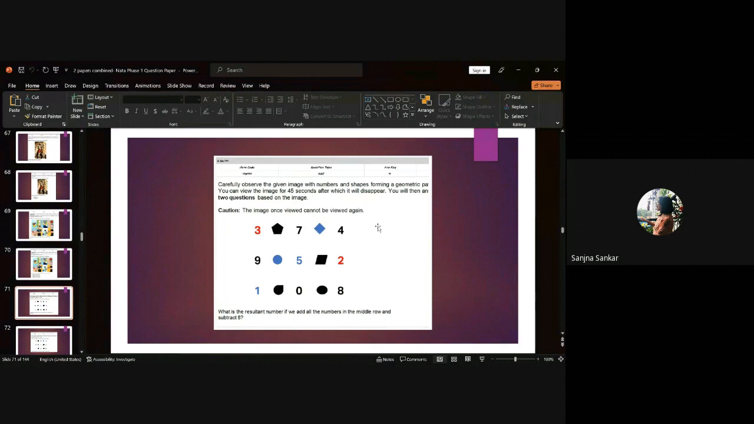Next question. Carefully observe the given image with numbers and shapes forming a geometric pattern. You can view the image for 45 seconds, after which it will disappear. You will then answer two questions based on the image. Here in the image, we have numbers and shapes.